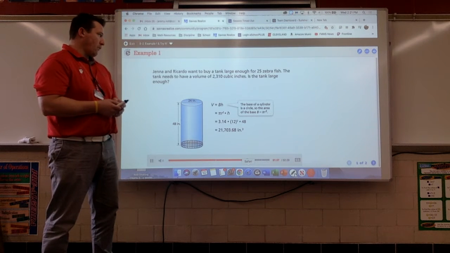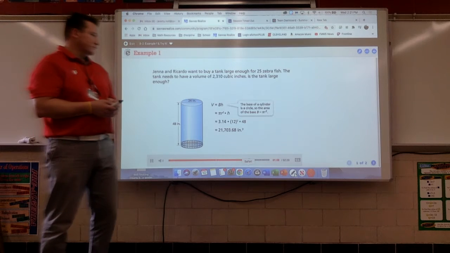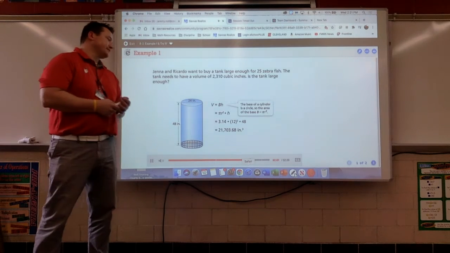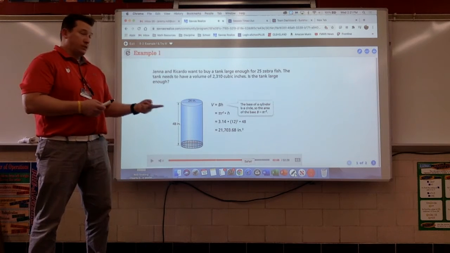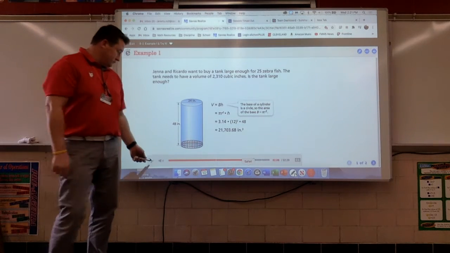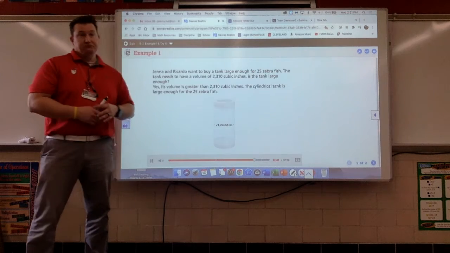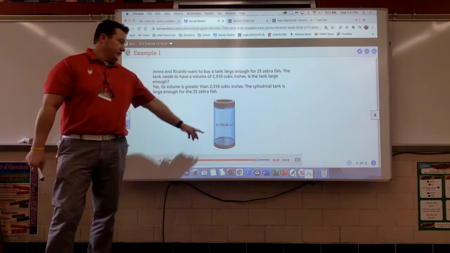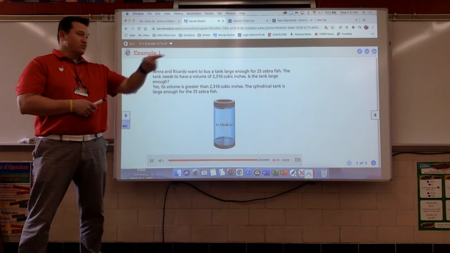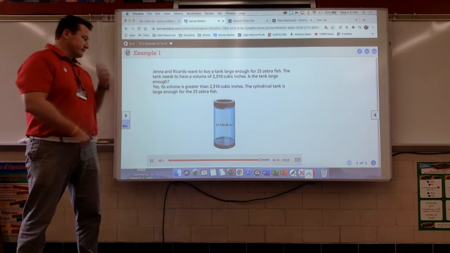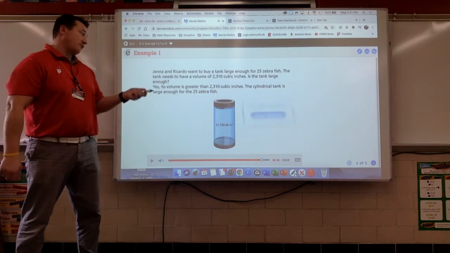Remember, Jenna and Ricardo's fish need a tank with a volume of 2,310 cubic inches. Is the tank large enough? What do you guys think? Yes. Its volume is greater than 2,310 cubic inches. It's almost 10 times bigger. The cylindrical tank is large enough for 25 zebrafish. Actually, maybe it's too large.